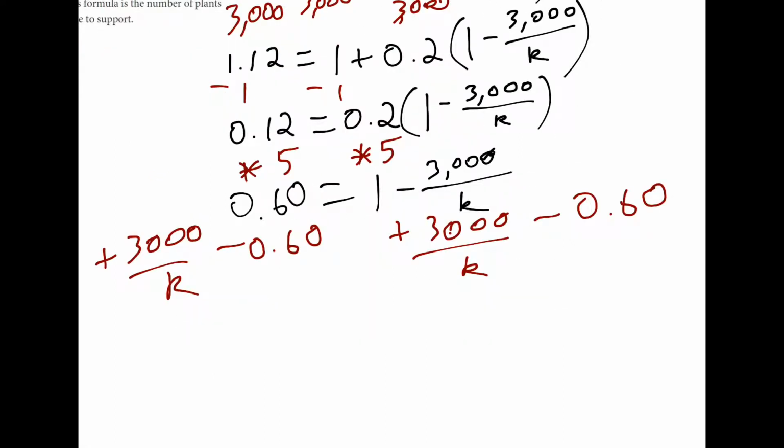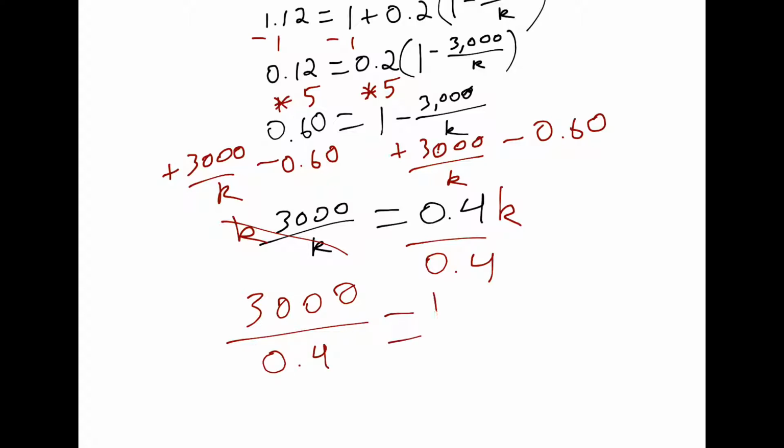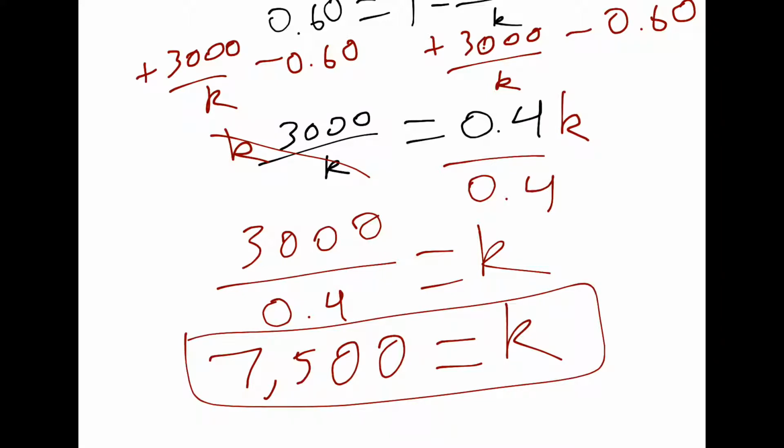I'm going to move around my terms. I'm going to subtract the 0.60, so it goes over here. I'm going to add the 3,000 over k, so it goes over here. I can multiply both sides by k, canceling this out. And then I will divide both sides by 0.4. So I have 3,000 divided by 0.4 is equal to k. All told, 7,500 is the final answer.